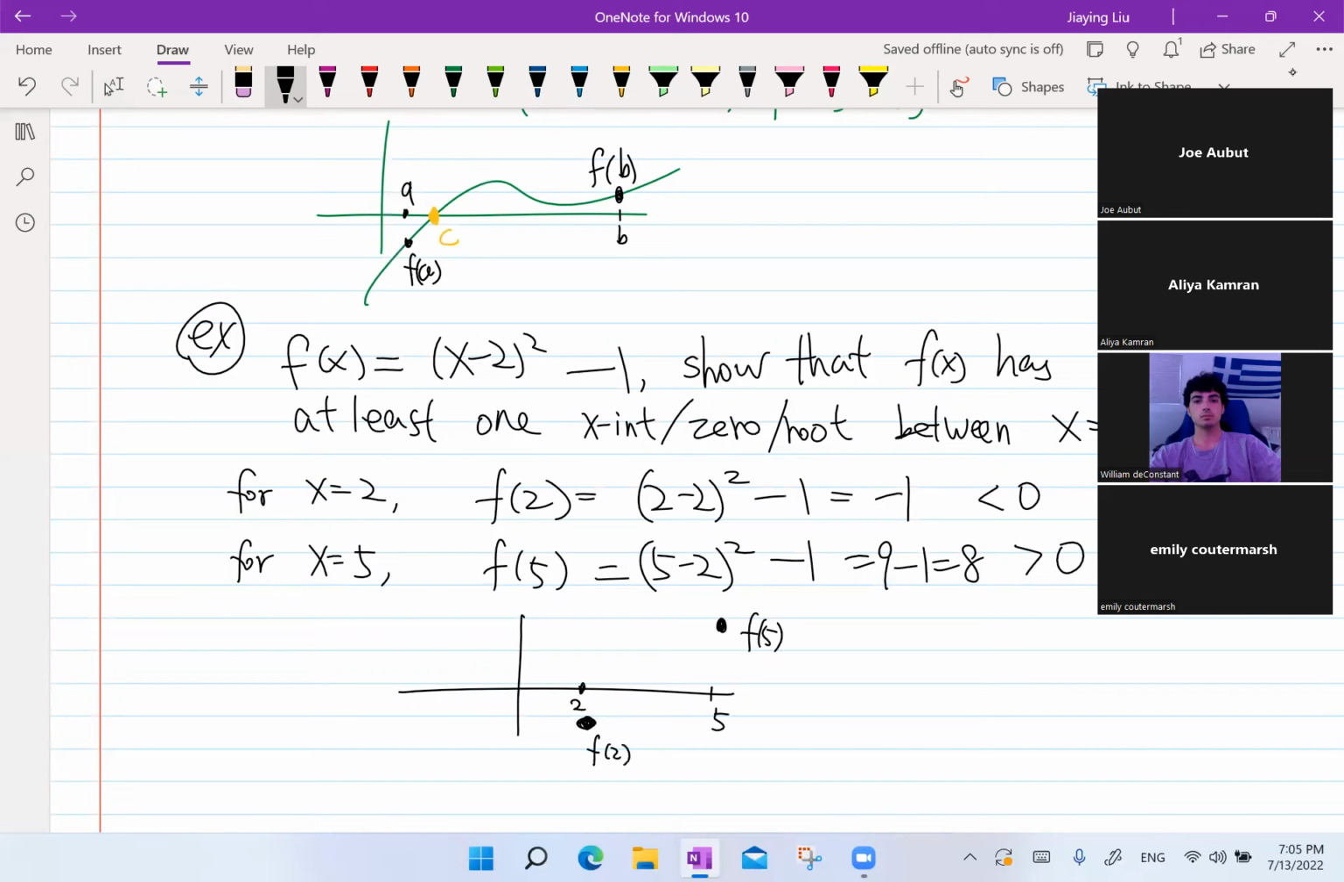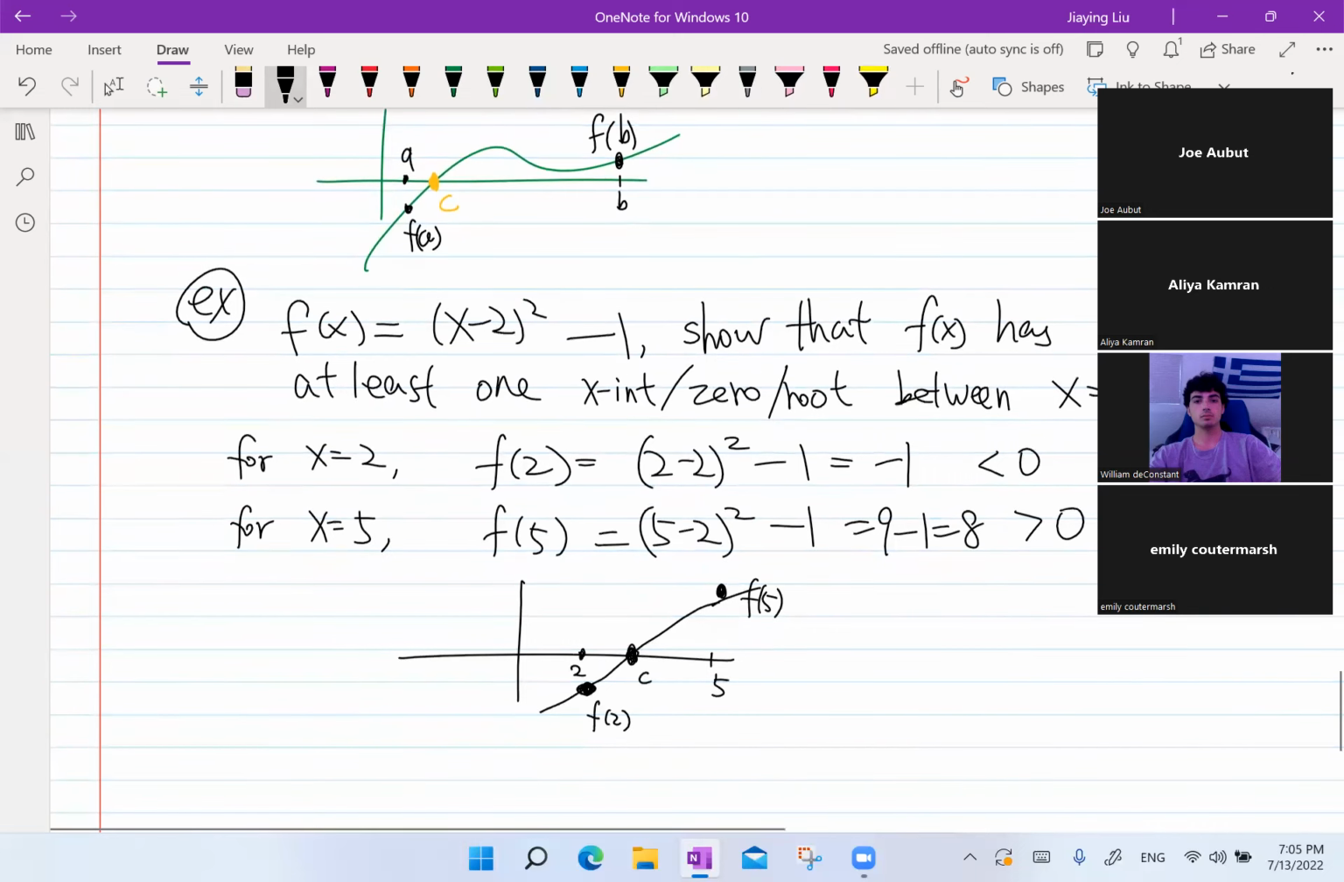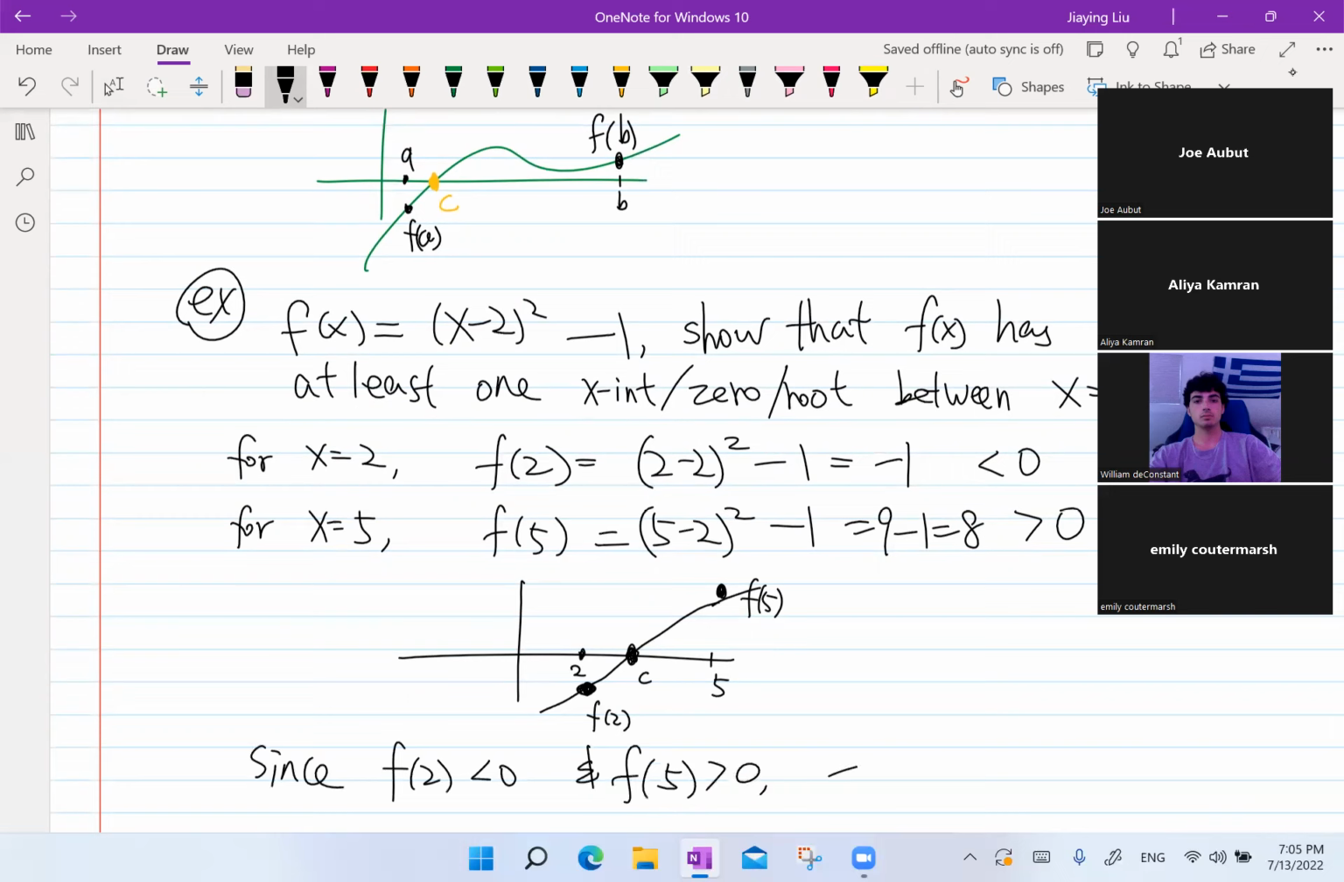What that means is that because the function is polynomial, there must be somewhere between those 2 points that the function is going to cross the x-axis. Means there must be at least one x value such that f of x equals 0, or c such that f of c equals 0. So there must be at least one x-intercept. So we don't even have to do anything else. We can just say, since f of 2 is less than 0 and f of 5 is greater than 0, they have opposite signs.